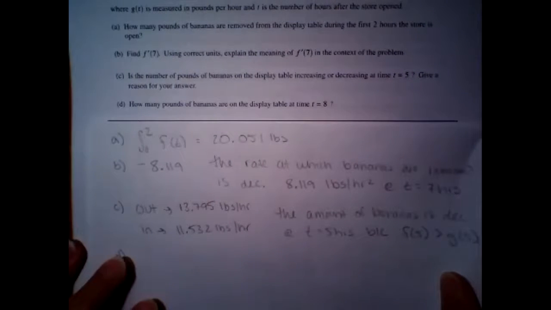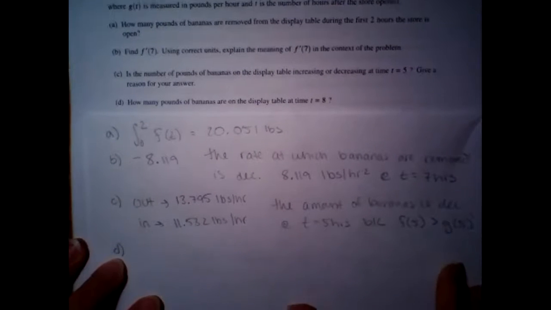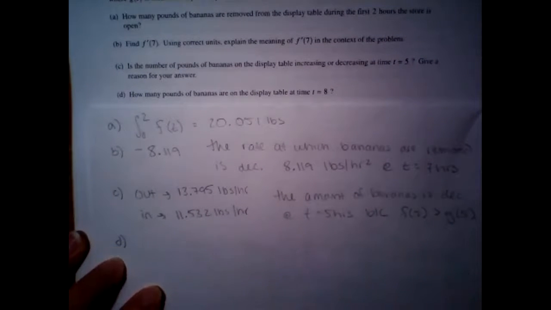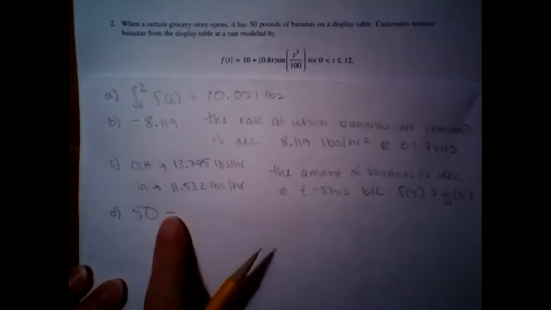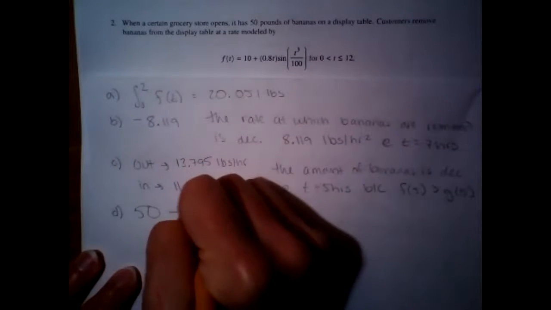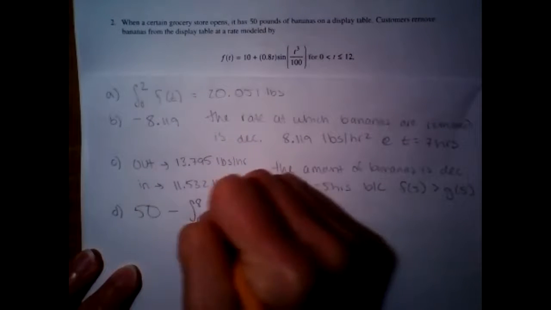All right, and then part D, how many pounds of bananas are there at time 8? All right, that's just how many bananas are there. We want to accumulate bananas. You have to take what you started with, which way back here in the beginning, they told us we started with 50 pounds of bananas. You start with 50. We're going to subtract what got taken, and then we're going to add back what the employees added to the table. And what time did they say? At time 8. So we want to subtract off bananas that got removed from 0 to 8.